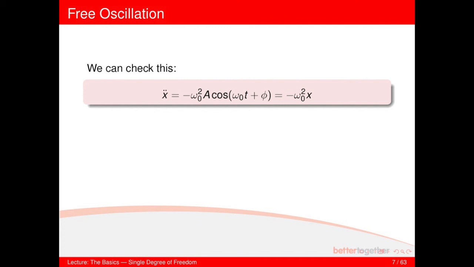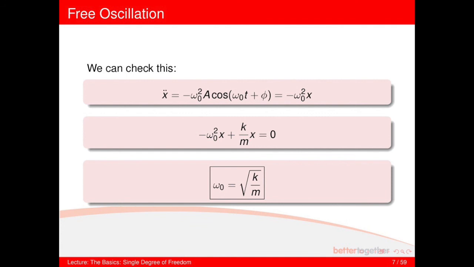So we get minus omega naught squared coming out, and then notice that A cosine omega naught t plus phi is in fact x, so we can just write minus omega naught squared x. And if you plug that in for x double dot, you get this equation. The x's can cancel out, and you end up with omega naught squared being k upon m, so omega naught must be the square root of k upon m. So you can show that that equation is the solution to that problem.